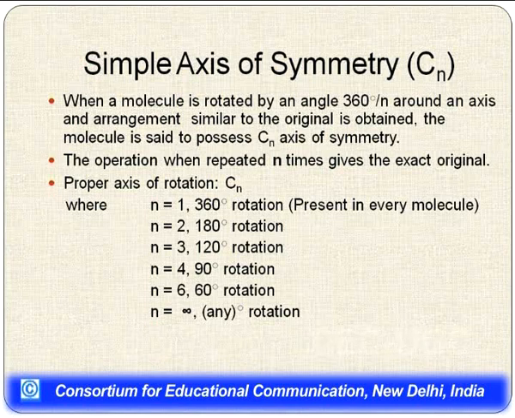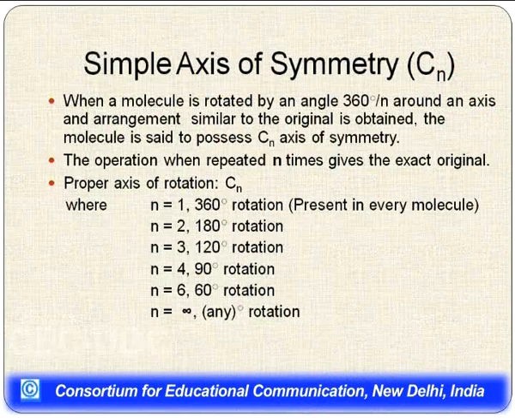If anything in this world would have an n equal to 1 axis, because if you rotate a thing by 360 degrees it comes to the same, right. So it is present in every molecule, or for that matter in everything in this world. n equal to 2 is a 180 degree rotation, 3 is a 120 degree rotation, 4, 6 and so on. If the molecule can be rotated indistinguishable to the original thousands of times or infinite times, we say that n may be equal to infinity.